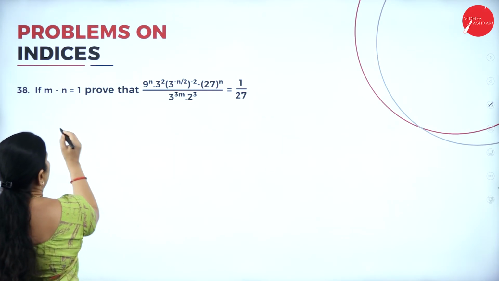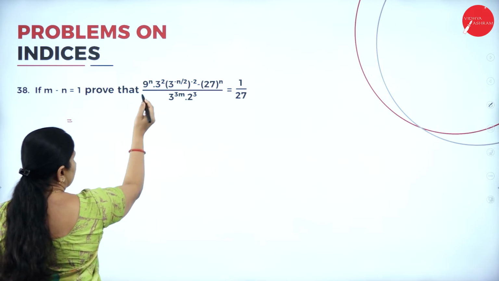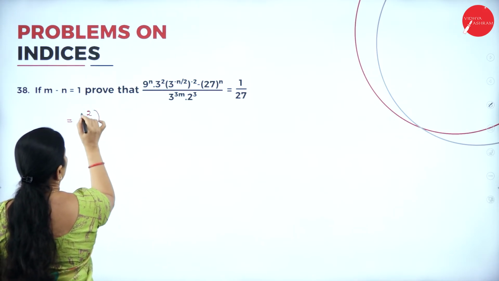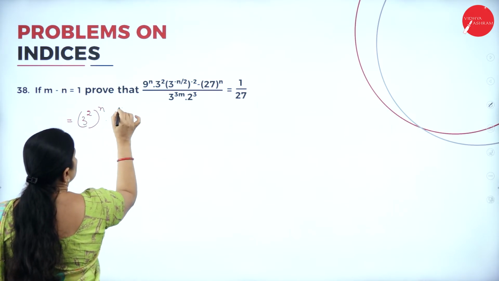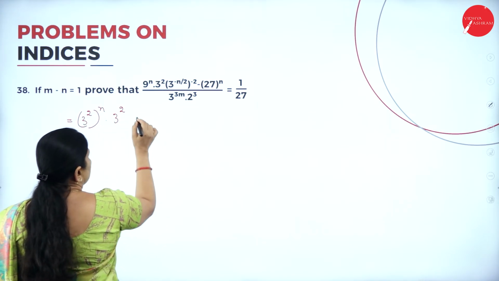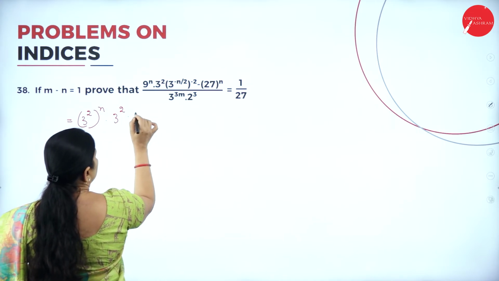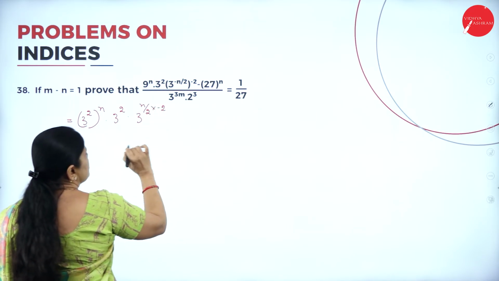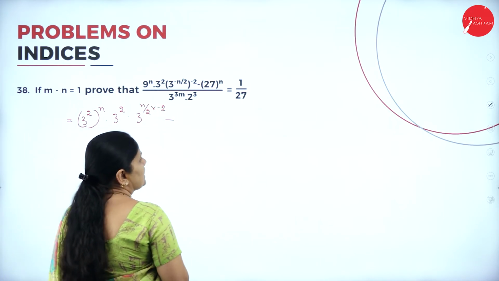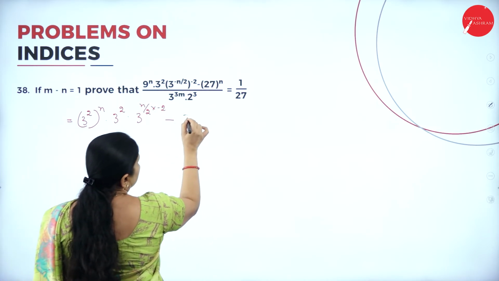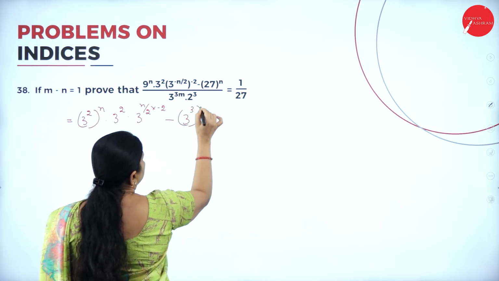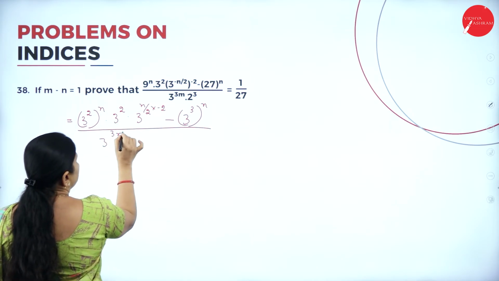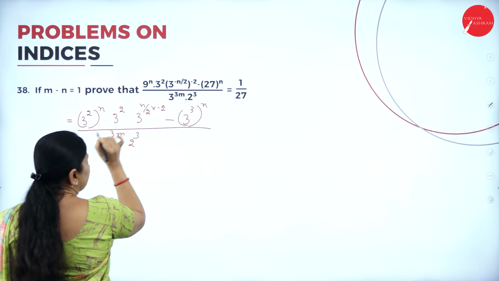So how do we simplify? We will write it in the lowest of the power. So 9n can be written as 3 to the power 2 whole to the power of n into 3 square into, then the next will be, we have the 3 to the power of minus n by 2 into minus 2 minus, again 27n is given. So this can be written as 3 cube to the power n whole over 3 to the power of 3m into 2 to the power 3.